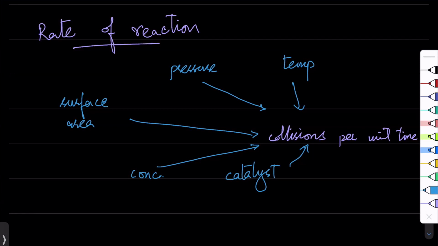Collisions happen to the surface of an object, so if there's more surface area, more collisions happen per unit time. Excellent. So how do we see it in the lab? For example, I remember we did this with lumps of calcium carbonate. So we had a powder and we had lumps. Which one had greater surface area, the lumps or the powder?